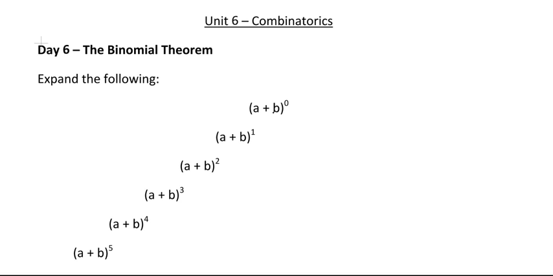So (a plus b) to the 0 starting off, well, we know anything to the power of 0 is 1, so (a plus b) to the 0 is 1. (a plus b) all to the 1 gives us a plus b. For the purposes of today, though, I'm going to actually write this as 1a plus 1b. And we'll see why a little bit later. (a plus b) all squared is 1a squared plus 2ab plus 1b squared.